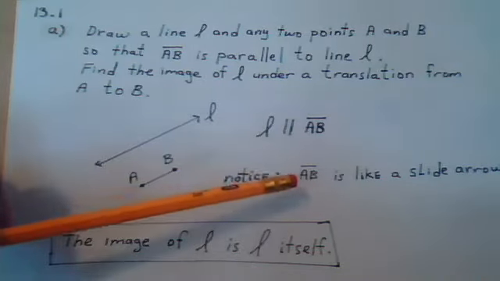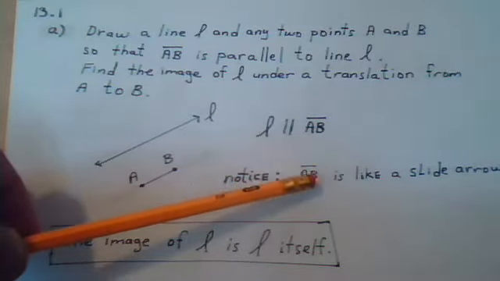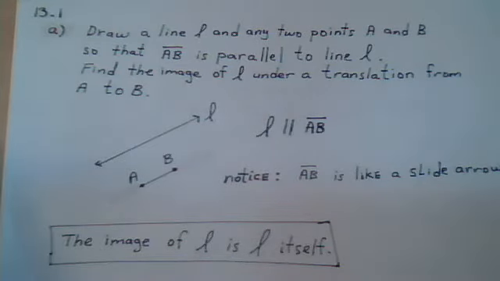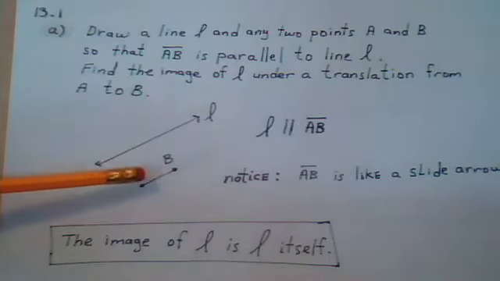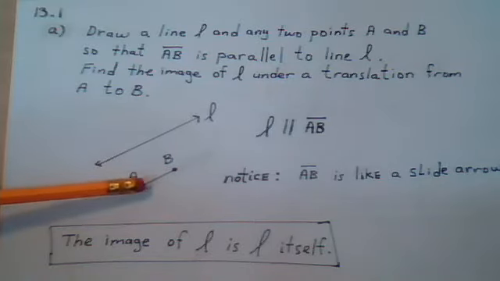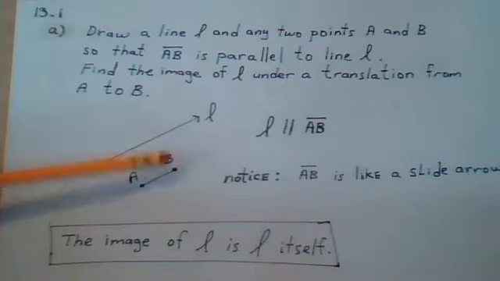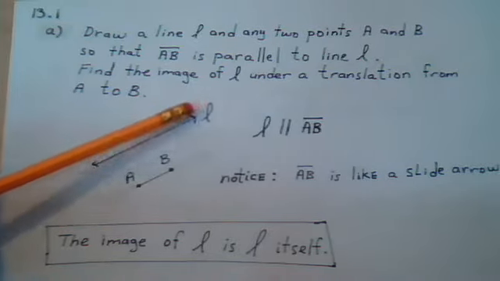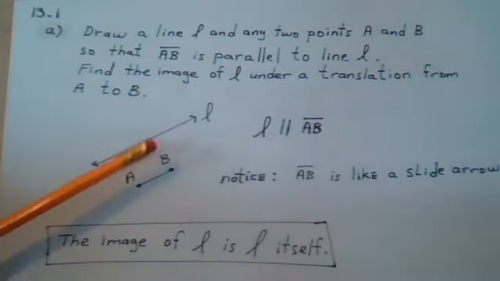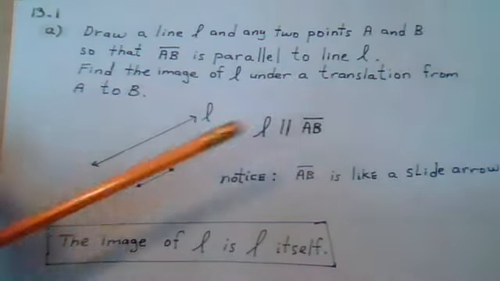And right here it says, notice line segment AB is like a slide arrow. A slide arrow, when you're doing translations, is the one that gives you information as to how to slide. A translation is the sliding of the figure, in which direction to slide the figure and how much. So if this is our slide arrow, the one that's giving us that information, this is telling us how we should move the L. So I'm going to move it in this direction, this much.